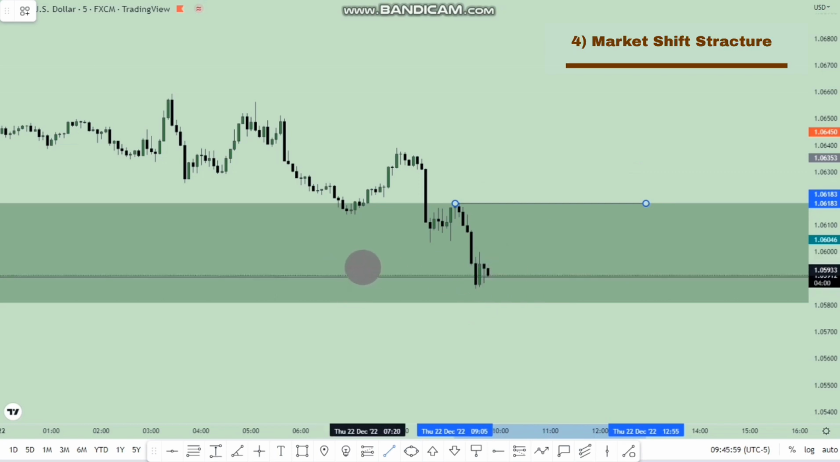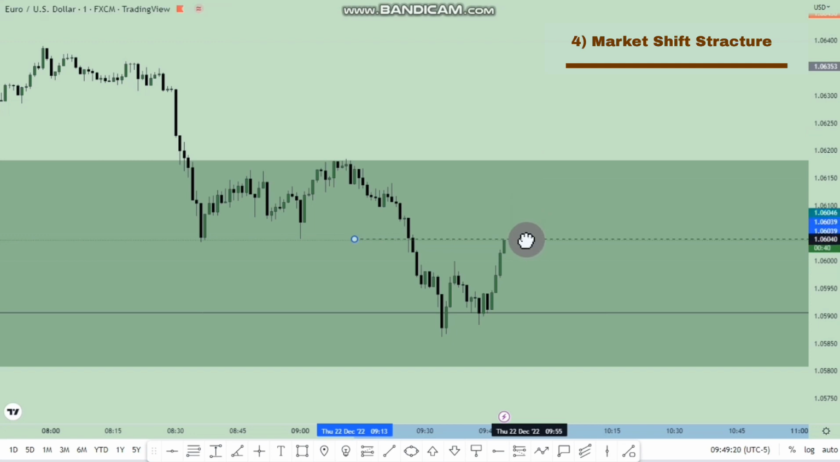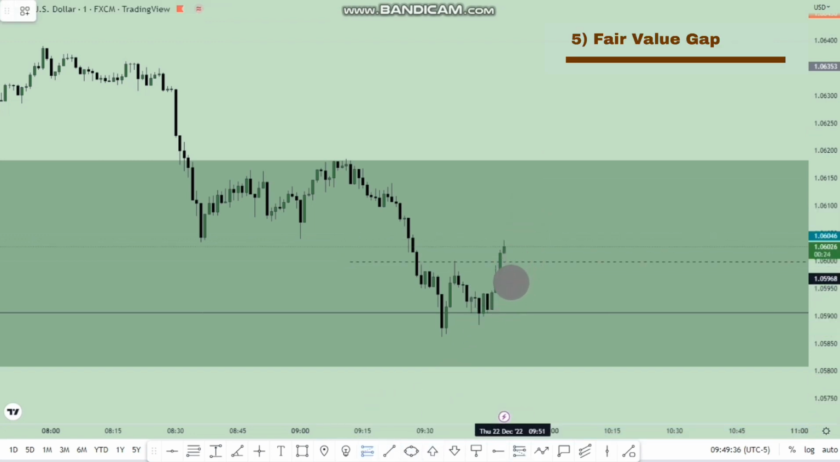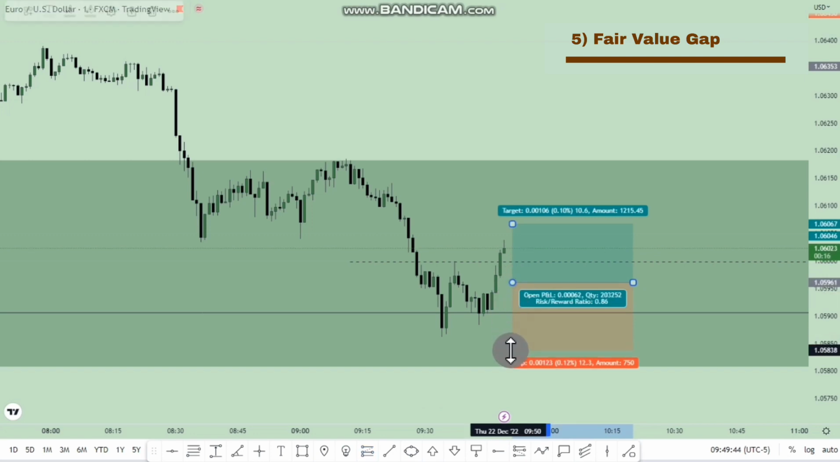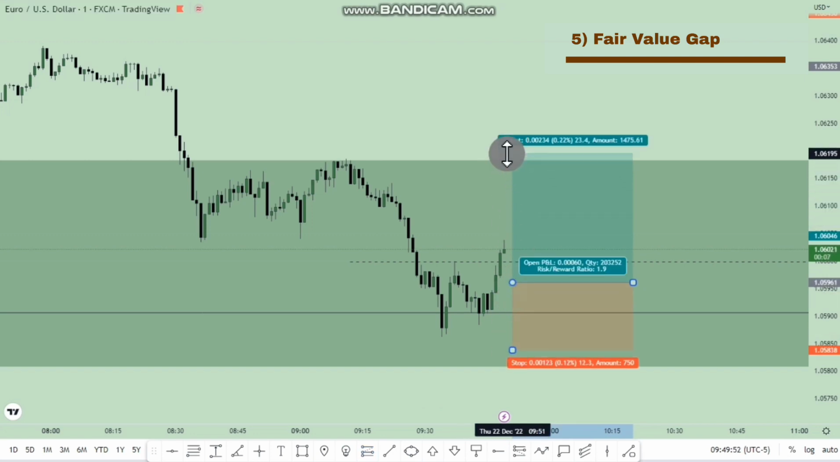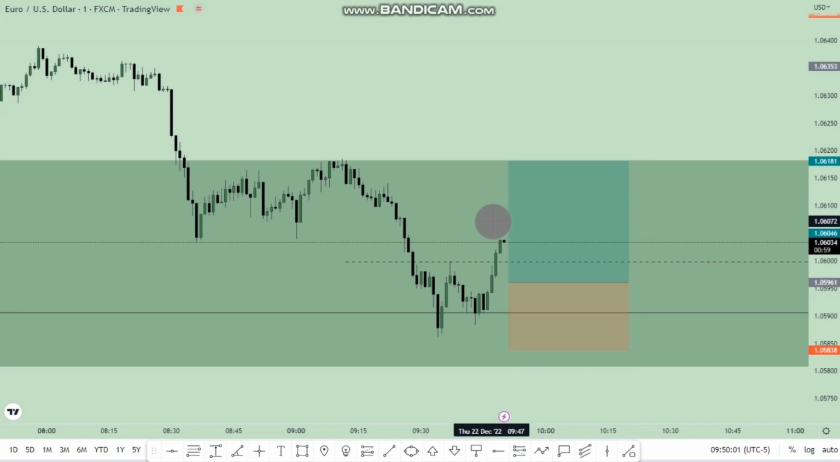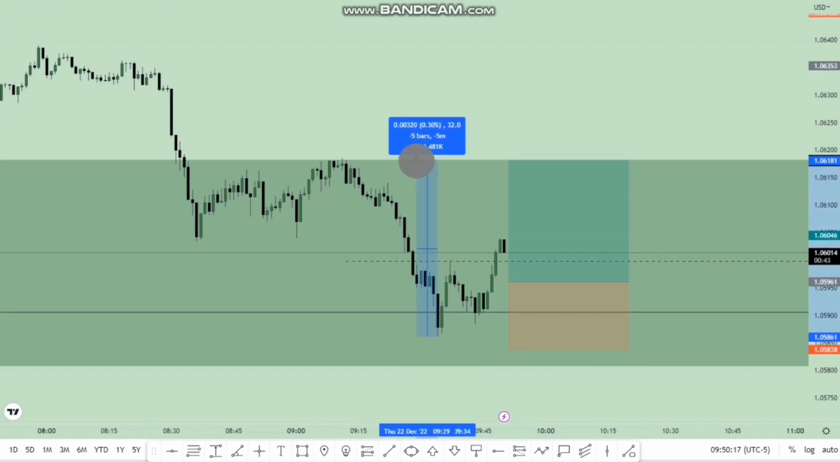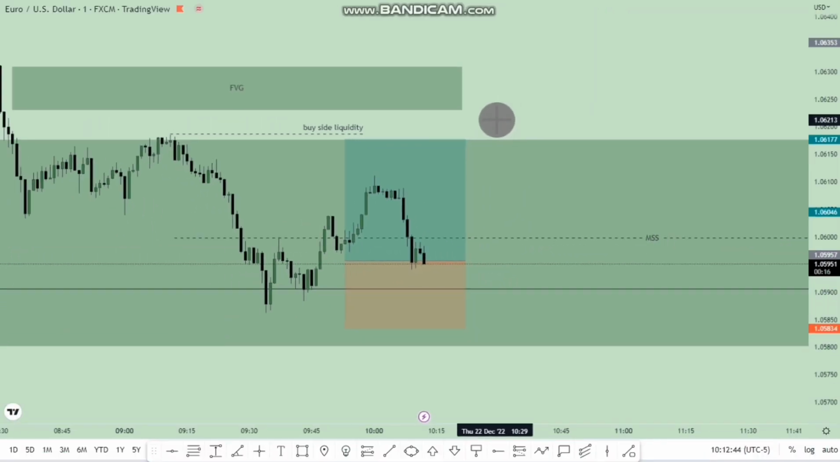So now we go to the lower time frames and see if we have the shift. You can see that's where the shift happened, so I had to pull out my buy position and buy from there, targeting the buy side liquidity we had. Normally I measure the range so that I can know the range I have, and it's 40 pips. It's a good range.